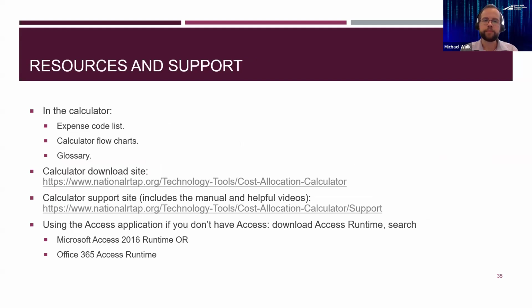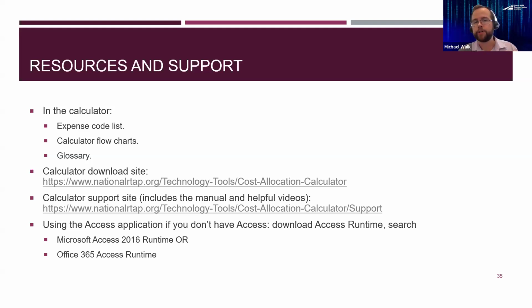Next slide. If you need help with any of these tools, the calculators themselves provide resources for you, like the expense code list, like flowcharts that help explain how the calculators work, as well as a glossary. You can also seek support from the manual and the helpful videos that are available on the support page. You can also reach out to National RTAP or to myself, and we'll help you in whatever way you need.